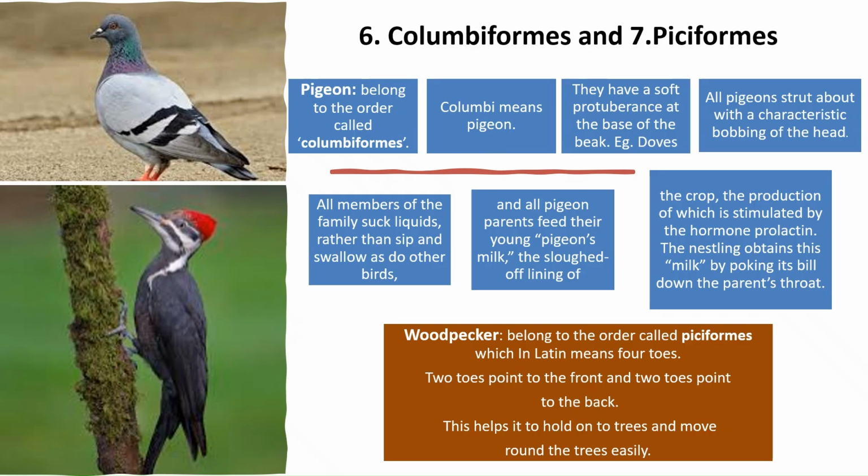the production of which is stimulated by the hormone prolactin. The nestling obtains this milk by poking its bill down the parent's throat. The woodpecker belongs to the order called Piciformes, which in Latin means 4 toes. 2 toes point to the front and 2 toes point to the back. This helps it to hold on to the trees and move around the trees easily.